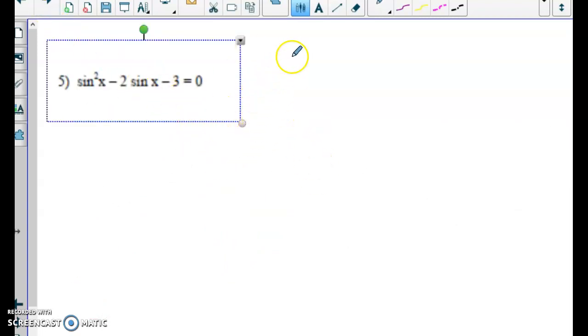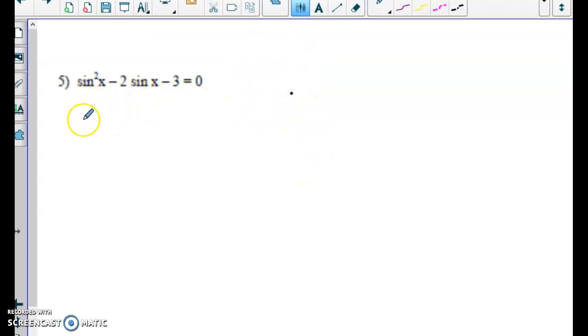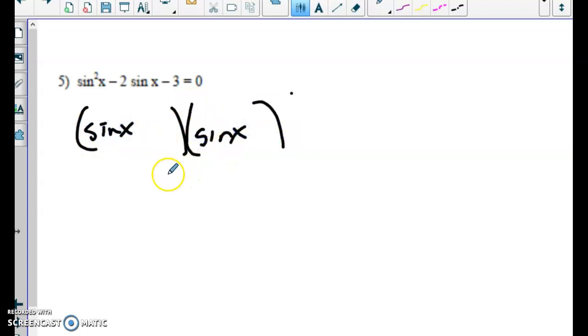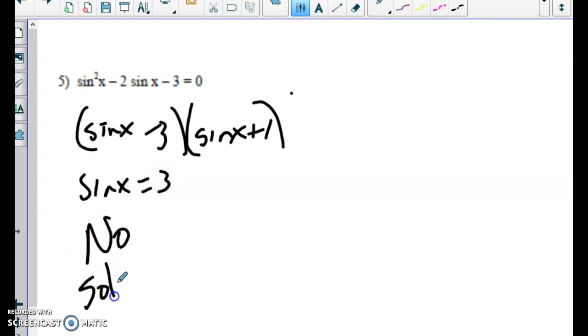Here's another factoring one, just kind of like the previous one, but a little bit different. So let's factor this into sine of x and sine of x. And then I'm going to go with a -3 and a +1. And again, we know that the sine is not defined there, so this is a no solution.